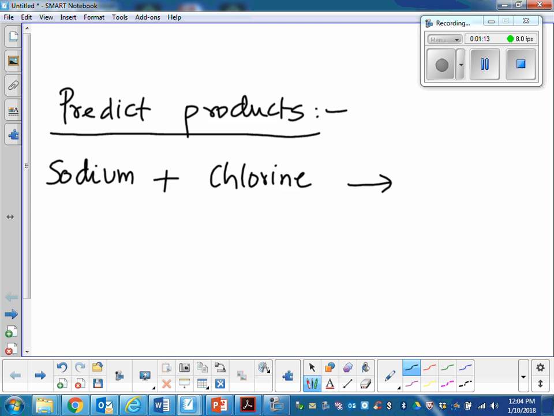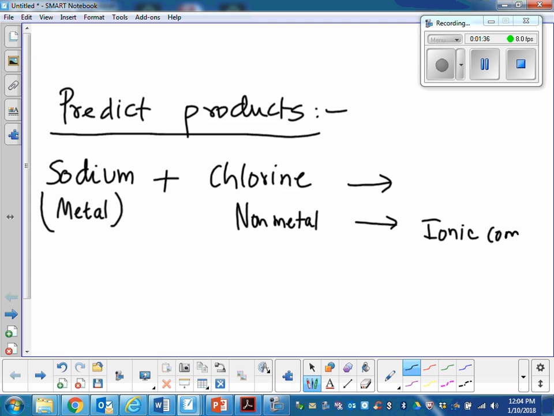Now remember, you know that sodium is a metal, and you know that chlorine is a non-metal. Anytime they just give you a metal and a non-metal, you'll probably make what? You'll make an ionic compound with the two. What would be the name of the compound that's made between sodium and chlorine? Anybody in class? Sodium chloride. You will make sodium chloride.